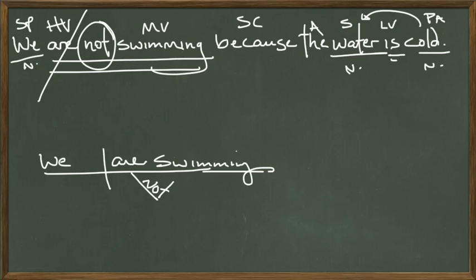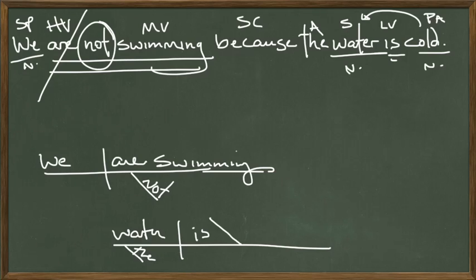We are not swimming. Why are we not swimming? We are not swimming because the water is cold. We have another predicate adjective, so it goes after a slanted line. And we'll just connect these two with a dotted line. And we're going to write BC for because, since I don't have enough room. We are not swimming because the water is cold.